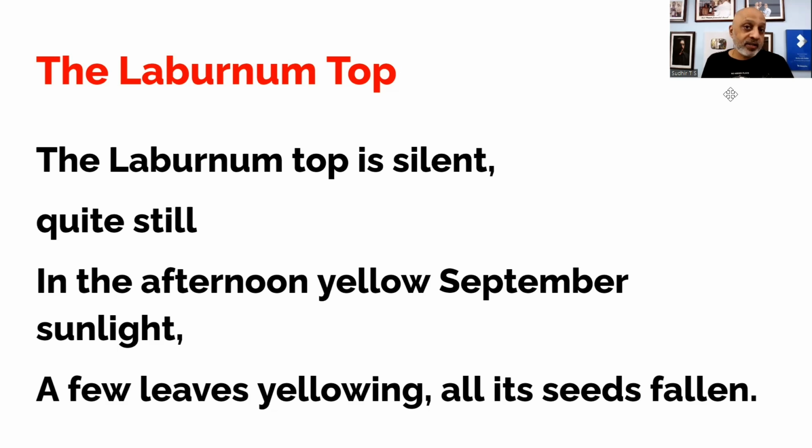Now, what do you understand? There's a lot of detail in the first stanza. It's about the laburnum tree. The fact that it is silent is an important keyword. It's talking about the month of September, and also the sunlight in September. It's autumn season, so the sunlight will not be extremely harsh. At the same time, the leaves are yellowing and the seeds have all fallen to the ground, indicating the autumn season. Please note how he has used the word yellow twice: yellow September and yellowing leaves.